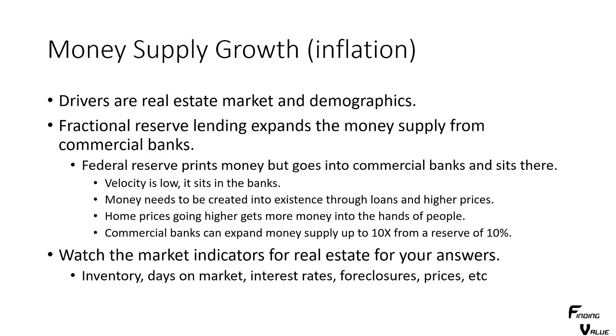So fractional reserve lending, that's what we have as a money system, expands the money supply from commercial banks through the loans into residential real estate onto a demographic that is larger. So the Federal Reserve prints money and it goes into the commercial banks and sits there on their books, so to speak. If it doesn't get loaned into existence, it just sits there and the velocity is low. It doesn't actually get into the hands of people where inflation can happen. It just sits on the bank's books.